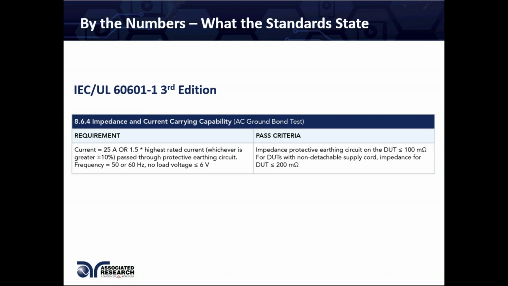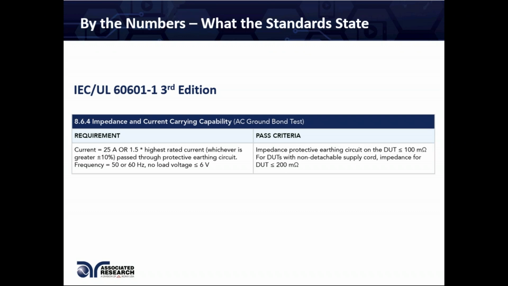What we're looking at right now is IEC 60601-1 3rd edition, which is the big standard for medical electrical equipment. And this is a requirement for the ground bond test. As mentioned in the standard, sometimes it's called impedance and current carrying capability.